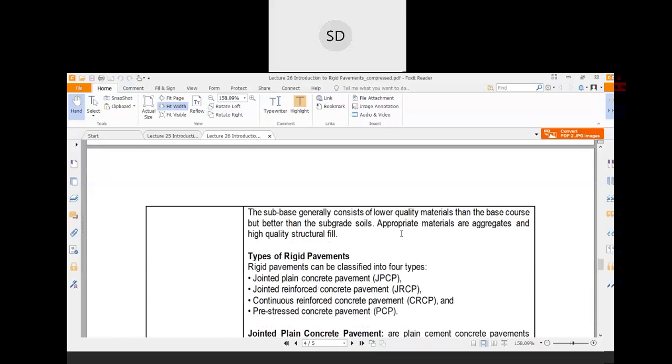upper layer. Now the subbase generally consists of lower quality materials than the base course but better than the subgrade soil. Its appropriate materials are aggregates and high quality structural fill.